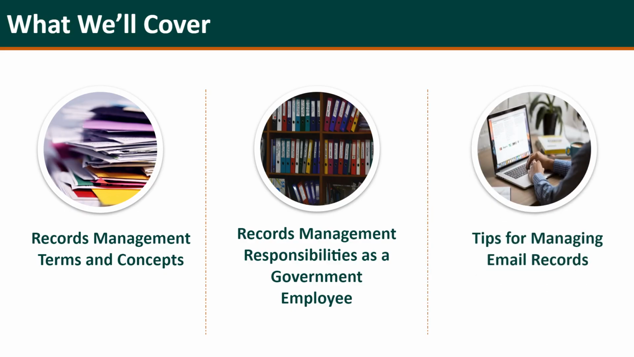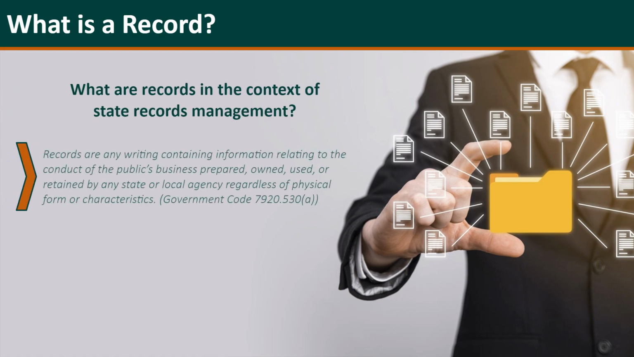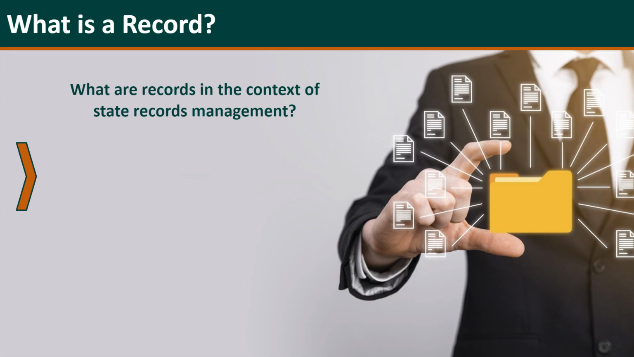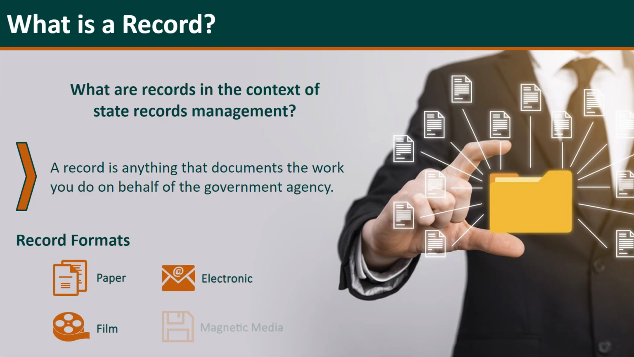Let's get started. The California Public Records Act defines a record as any writing containing information relating to the conduct of the public's business prepared, owned, used, or retained by any state or local agency, regardless of physical form or characteristics. In more real-world terms, a record is anything that documents the work you do on behalf of the government agency. Records exist in all formats, including paper, electronic, film, and magnetic media.